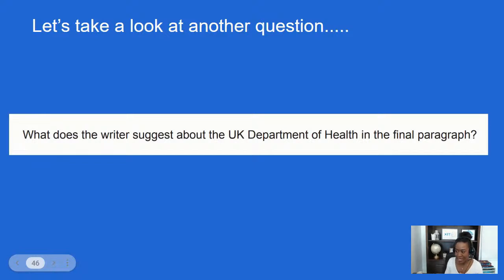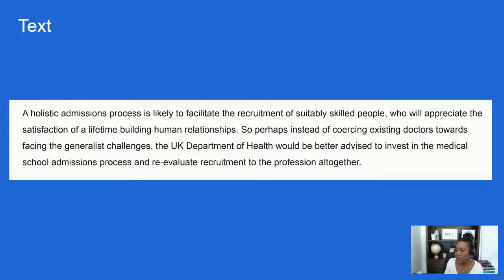So we're jumping on a little bit, but this is again to focus on attitudes and opinions of the writer. So this question is, what does the writer suggest about the UK Department of Health in the final paragraph? Okay, so this is the question. So let's go to the text. Okay, so the final paragraph in this text is this one.